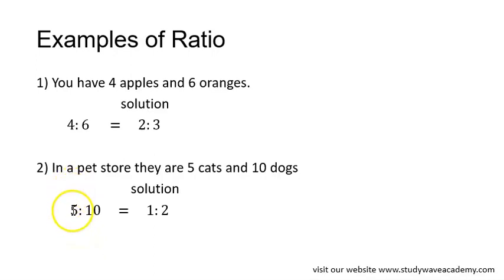So we say 5 divided by 5 is 1 and 5 divided by 10 is 2. So we have 1:2. The simplest form of 5:10 is 1:2. Do we understand that? Okay, very good. Let's look at another example.